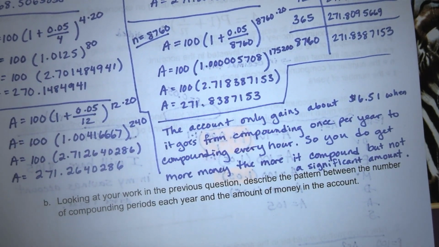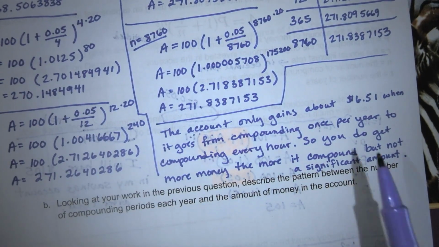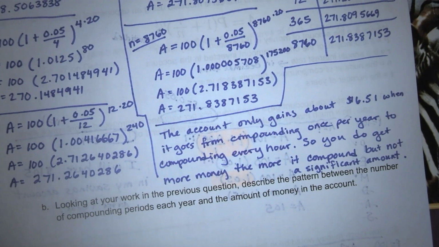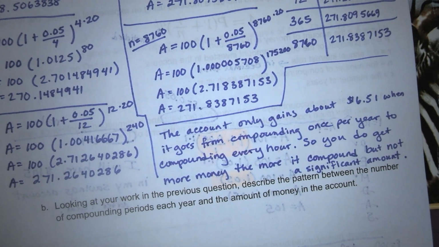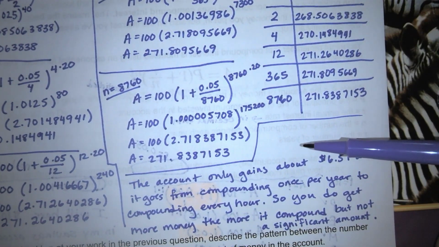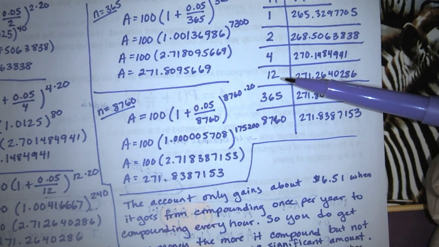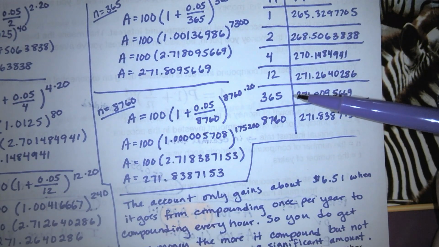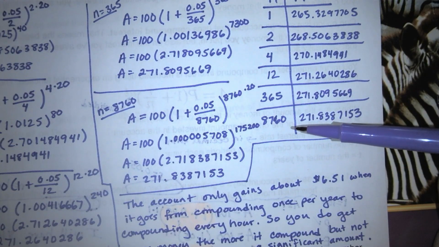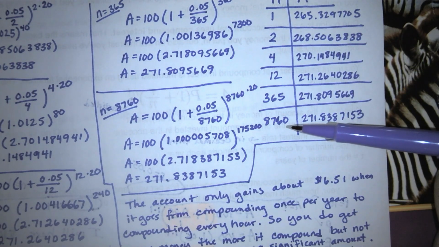So looking at our work up here in this table, we want to describe a pattern. What is the pattern we see in the way the number of compounding periods is changing and the amount of money is changing? So hopefully you notice that it's not like adding the same number every time. It's doubling at the beginning, so times 2, but then it's times 3, and then it's a lot bigger. It's like times 30, something like that. And then times 24 for this last one.